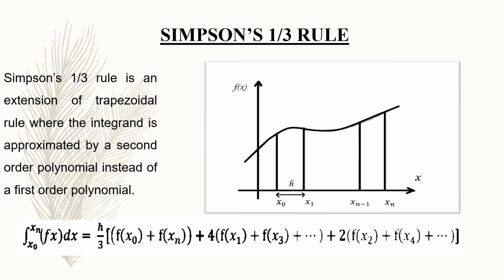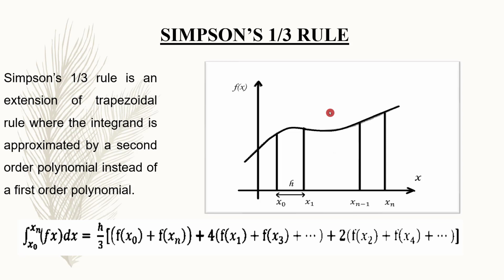Other numerical methods used are the trapezoidal rule, the midpoint rule, and left or right approximation using Riemann sums. Here, we are going to discuss the Simpson's rule formula. Simpson's rule is more accurate than other numerical approximations and is basically an extension of the trapezoidal rule, where the integrand is approximated by a second order polynomial instead of a first order polynomial.